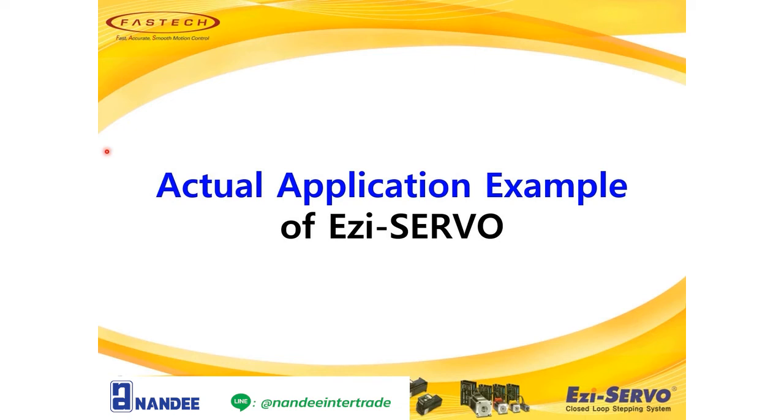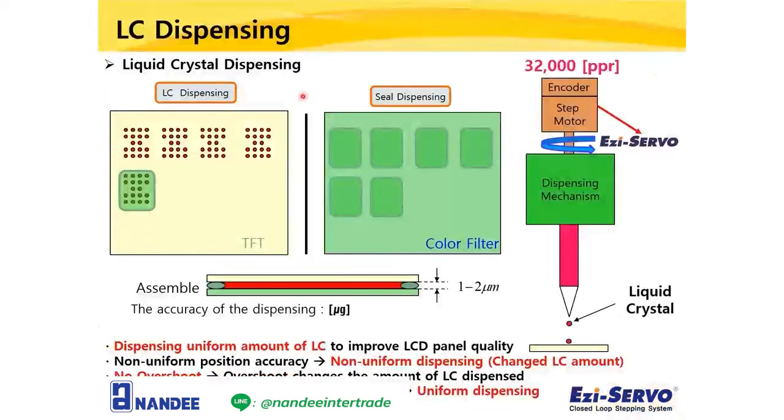From now on, I will introduce the actual application example of Easy Servo. The following is the LC dispensing machine. LC means liquid crystal. Two glasses are needed to make LCD panels used for TVs and monitors. It is the TFT panel on the left and the color filter on the right.